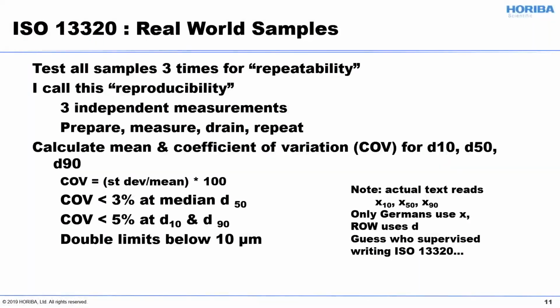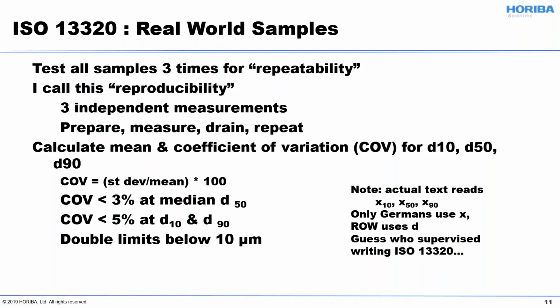So how do we go and test it? Well, I test samples 3 times for repeatability, and really I call this reproducibility. So there are 2 ways to do this. One is you put a sample into the system, you hit measure, you hit measure, hit measure. If you do that 3 times in a row, you're really testing your system repeatability. This is an important verification for your system when you can do it, because really you're looking at how good is the system. If you do independent measurements where you prepare, measure, drain, and repeat, then you're really checking reproducibility, which is your bottle-to-bottle variation, as well as your system variations.